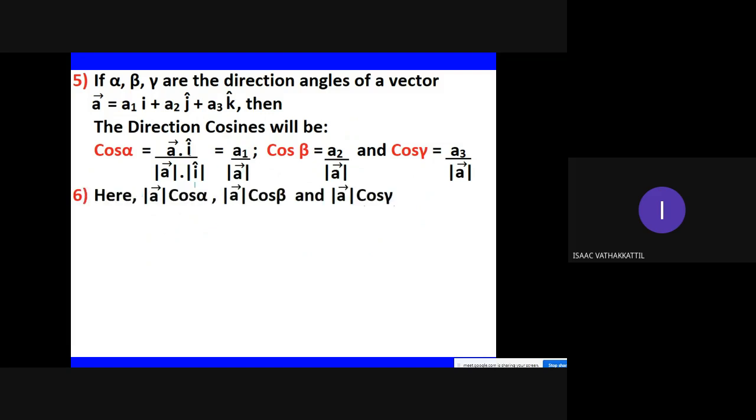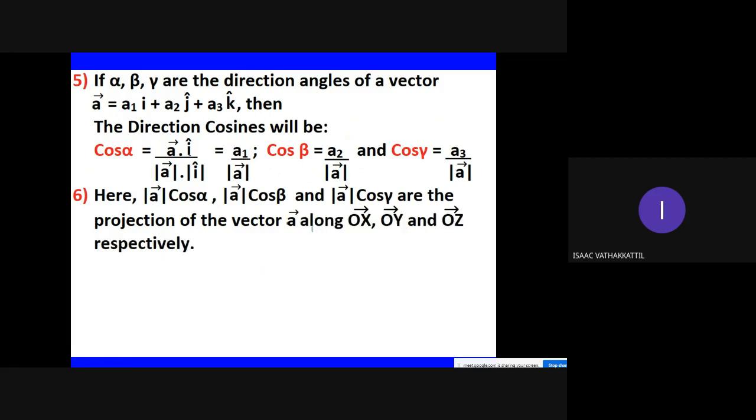So you can easily observe that magnitude A cos alpha, magnitude A cos beta, and magnitude A cos gamma are the components of the vector along OX, OY, OZ, which are the projections. The components of the vector are the projections of the vector A along OX, OY, and OZ.